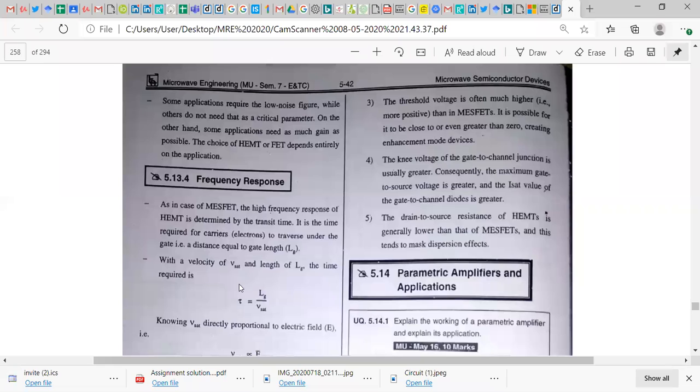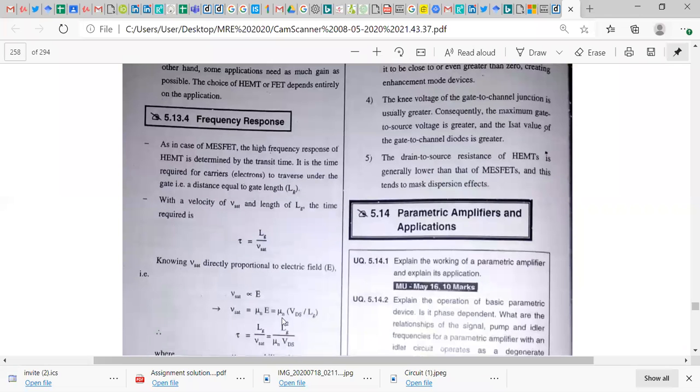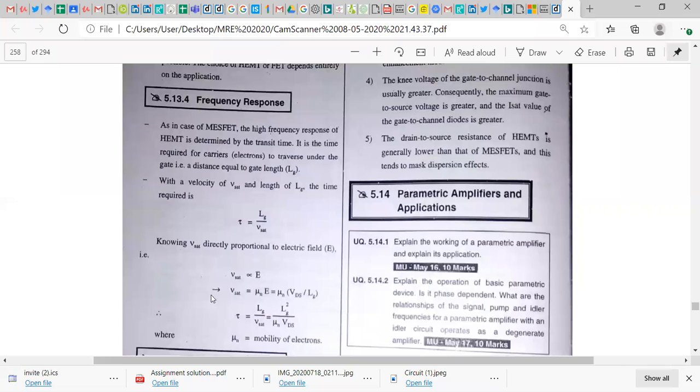We know that time is equal to distance upon velocity. So tau is equal to Lg by Vsat. Now this velocity is directly proportional to the applied electric field. We generate an electric field in FET. We apply VGS, a negative voltage, which generates an electric field.